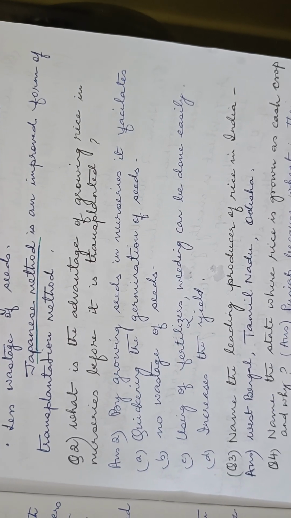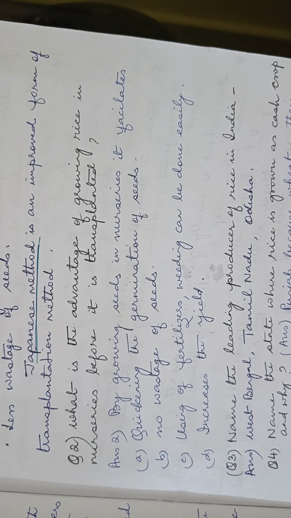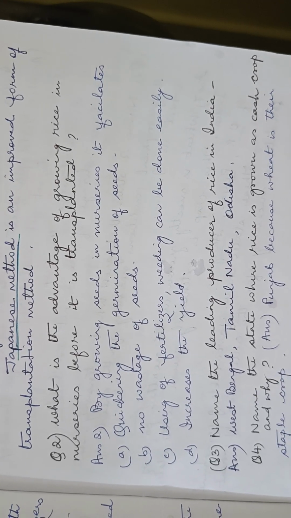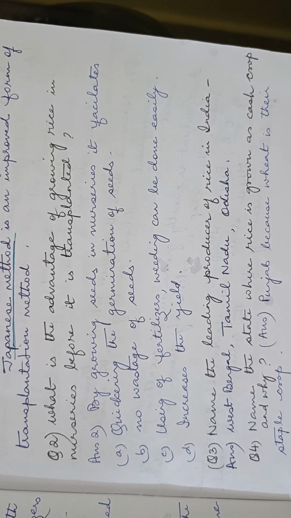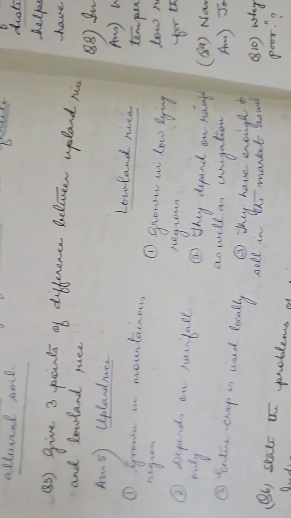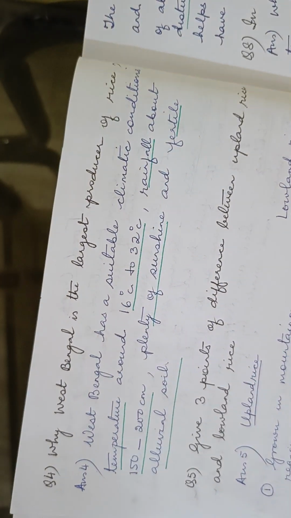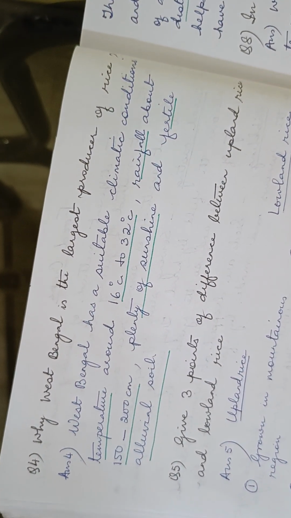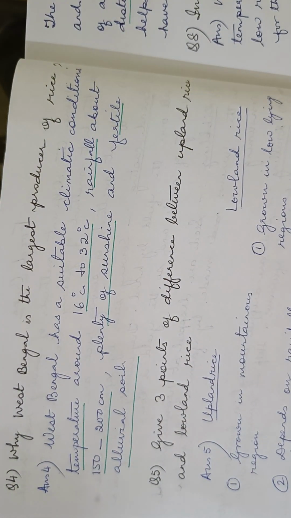Question number 3. Name the leading producer of rice in India: West Bengal, Tamil Nadu, and Orissa. Question number 4. Name the state where rice is grown as cash crop and why? The answer is Punjab, because wheat is their staple crop. Next question, children. Why West Bengal is the largest producer of rice?